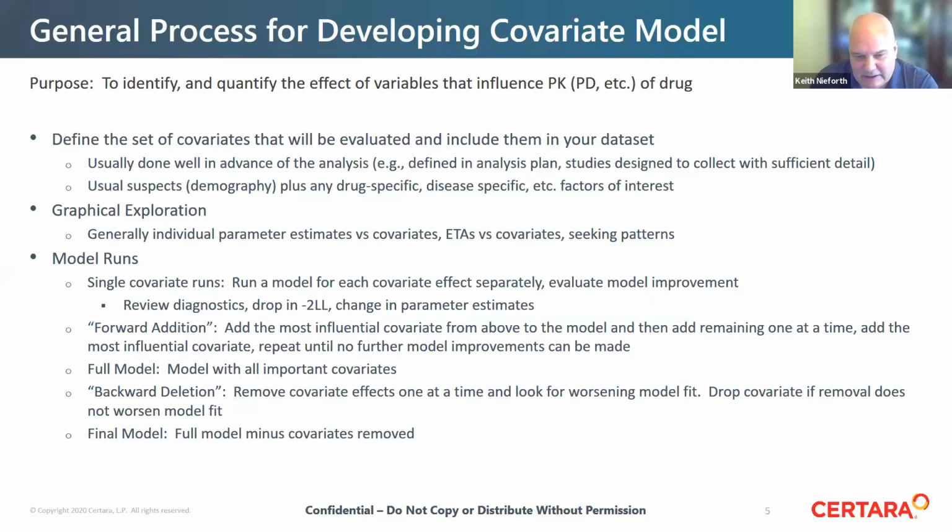So if you have a relationship where heavy people clear the drug faster, right? And your model is predicting the same value for heavy people and light people, right? Your ETA terms are going to be positive for heavy people and maybe negative for very light people, right? So when you plot weight versus ETA, you're actually seeing the direction and size of the error by that covariate, and you'll see patterns very easily. And we'll take a look at that.